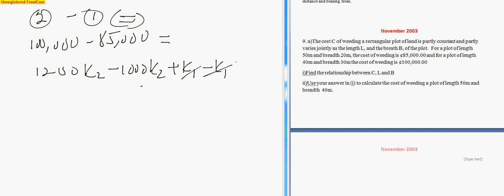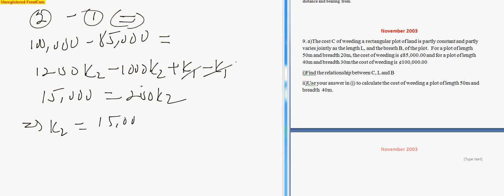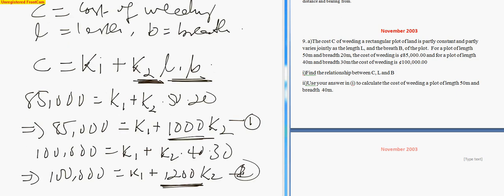You see this cancels off. So you have 100,000 minus 85,000, which is 15,000, equal to 200 K2. This implies K2 is equal to 15,000 divided by 200, and this is equal to 75. So K2 is equal to 75. Since K2 is equal to 75, we can substitute K2 in any of the equations. We can use equation 1, for instance.